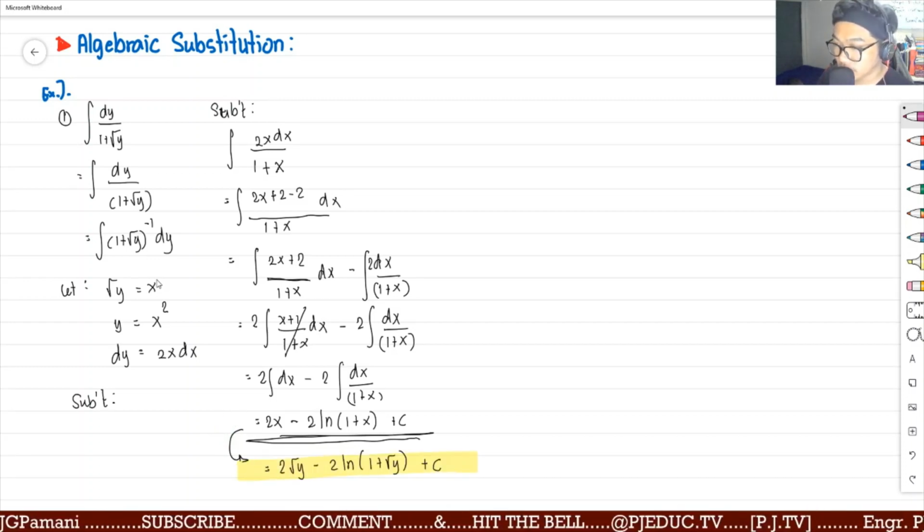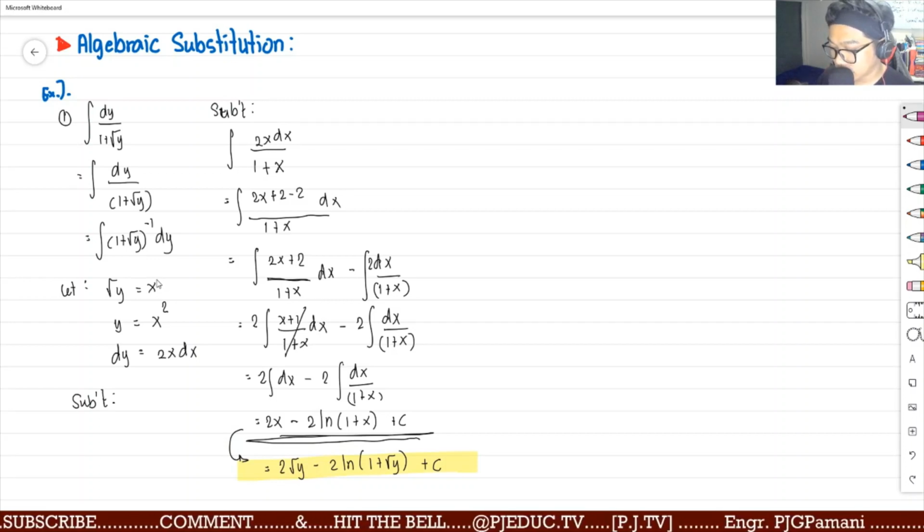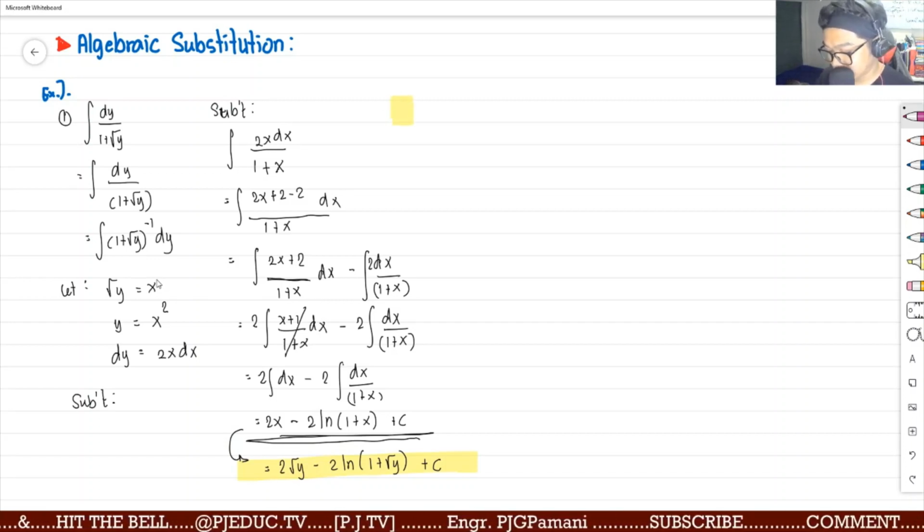Okay, nagets po yan? Alam nyo yan. Paborito nyo ang gamitin yan eh. Substitution.